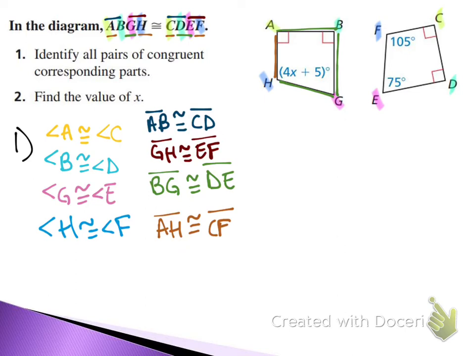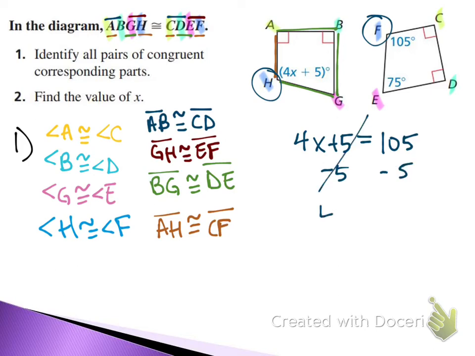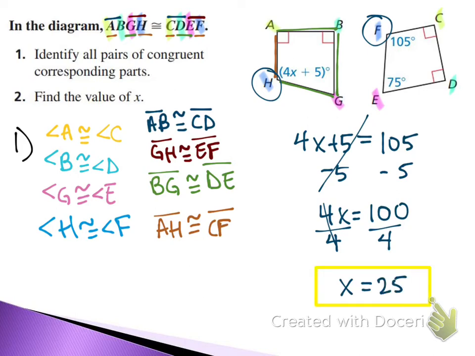All right, then we're going to find the value of x. Is x an angle or a side? It's an angle. So it's attached to angle H, correct? What is angle H congruent to on the other shape? F. Angle F. So that means 4x plus 5 is equal to 105. Subtract 5. 4x equals 100. Correct. We just answered that whole problem.